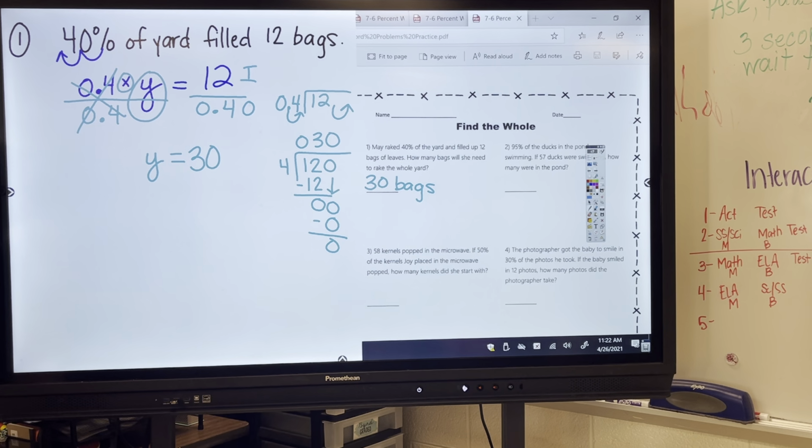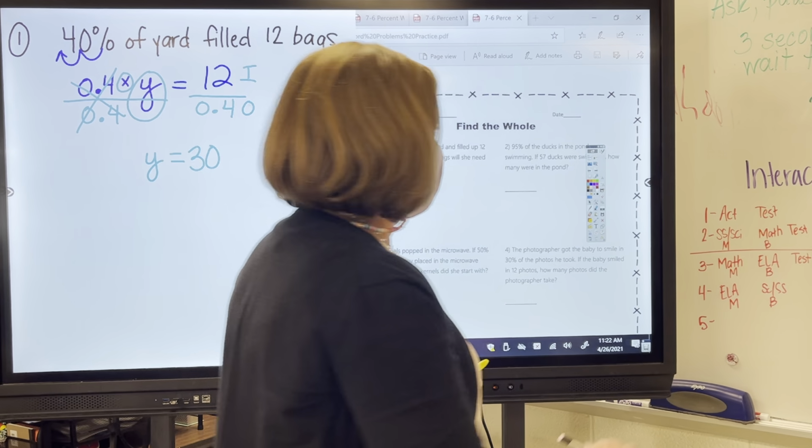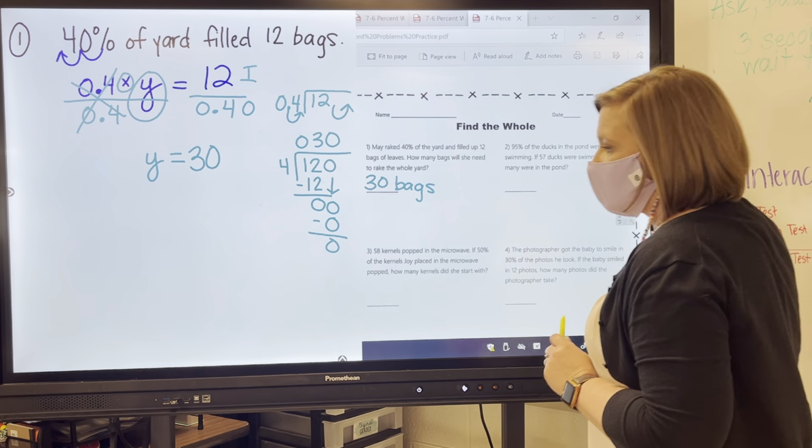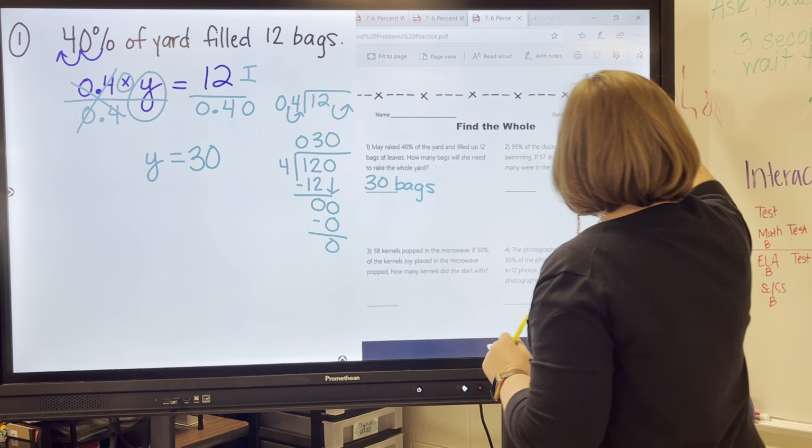Now, think about it. 40%, is that less than or greater than half? Less than. What's half of 30? 15. So, does it make sense that less than half is 12? Yeah. Did you go, Miss? Okay, go ahead.